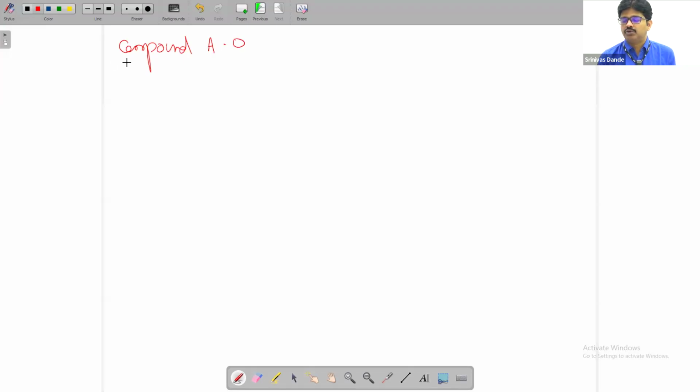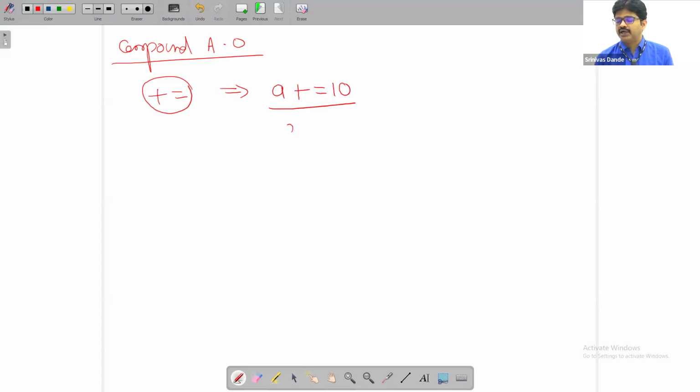Compound assignment operators. So one is the plus equals. These two combined are one operator. Its goal is simple. If I write a plus equals to 10, this will be expanded to a equals to a plus 10. Simple. But instead of writing too lengthy, we are writing a shortcut like this.